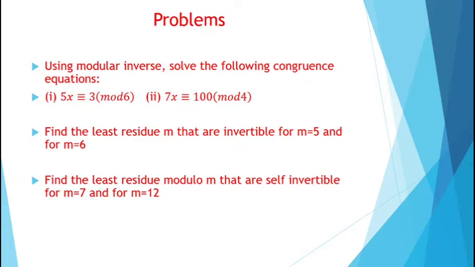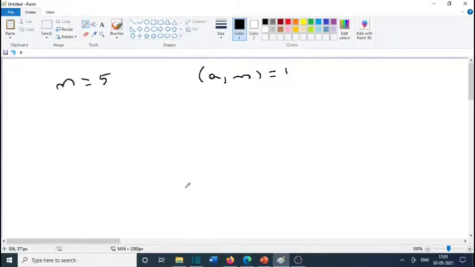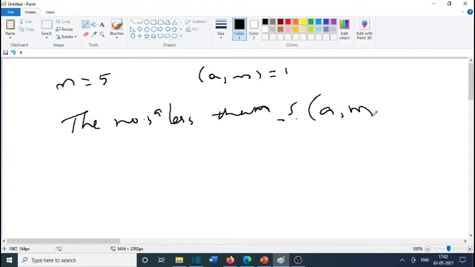Next problem is find the least residue modulo m that are invertible for m equal to 5 and for m equal to 6. Here m equal to 5. We have to find the least residue. If a is a least residue, then GCD of a, m equal to 1. So to find the least residue, we have to find the numbers a less than m such that GCD of a, m equal to 1.